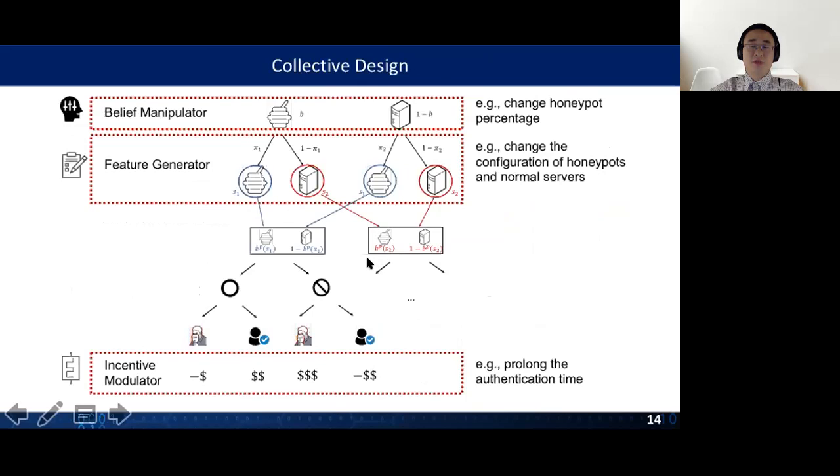Besides the feature generator, we further do a collective design of the belief manipulator, which changes the initial belief, and the incentive moderator, which changes their utility, to achieve a higher performance for the defender.